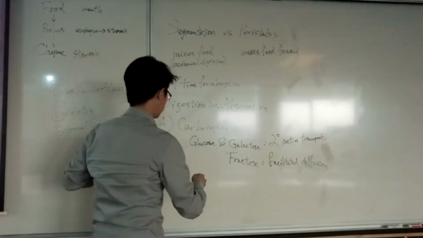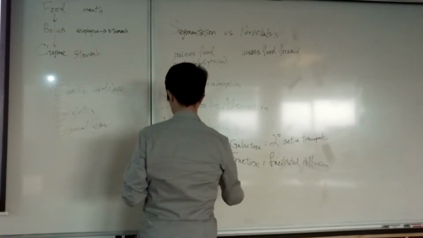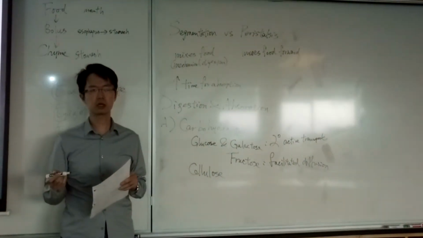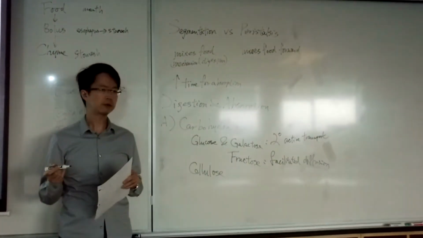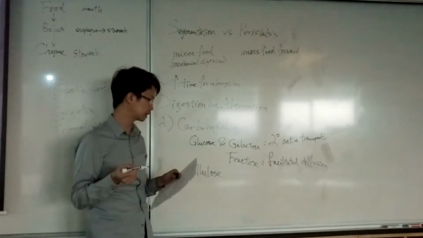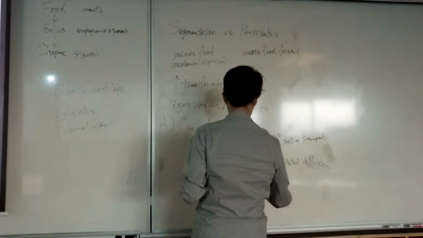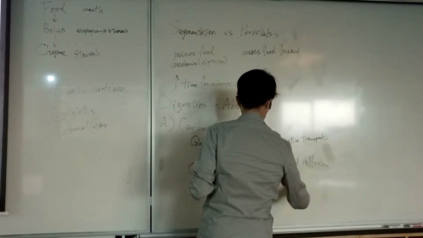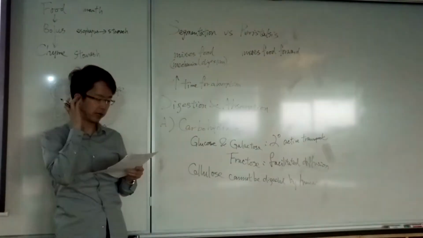And for cellulose, where do we get cellulose in the food? If you think about it, cellulose is the carbohydrate that makes up the cell wall of a plant. So whenever we eat a vegetable or fruit, we will get cellulose. But cellulose cannot be digested by a human being. We don't have the enzyme to do that.